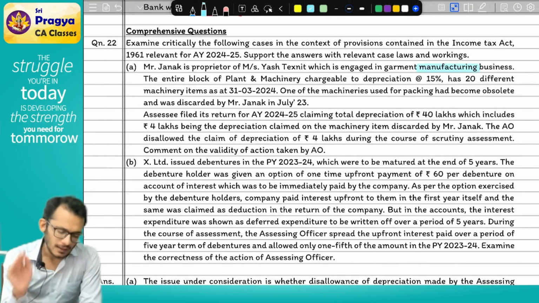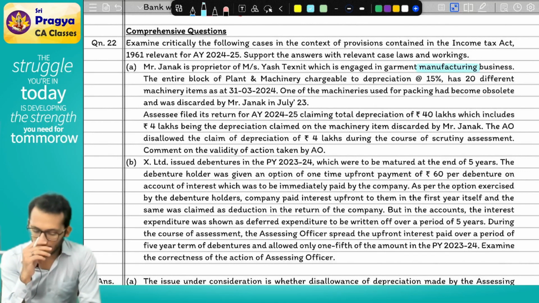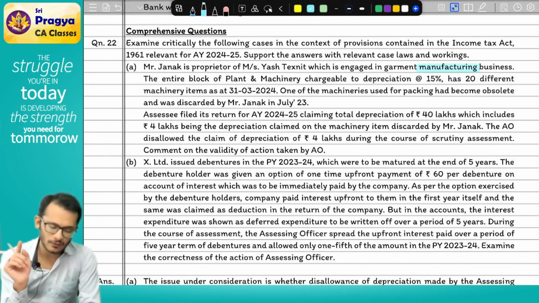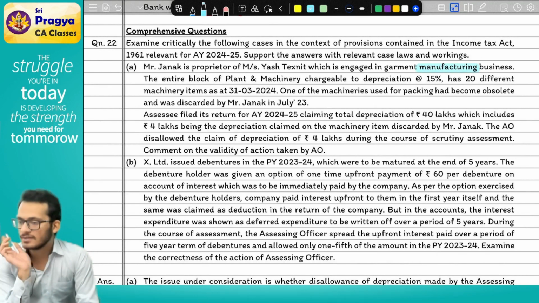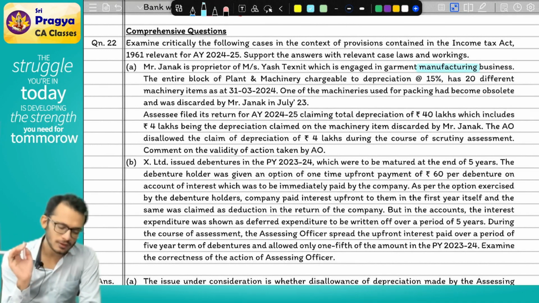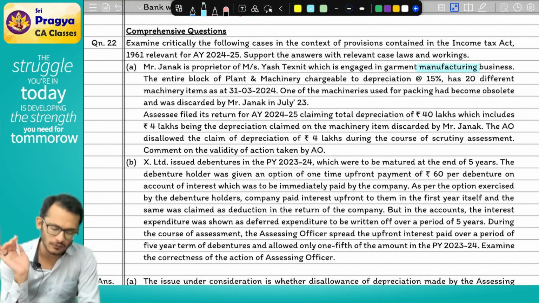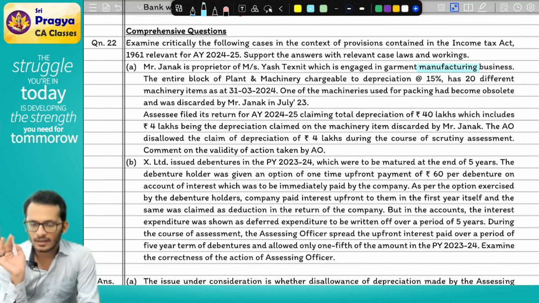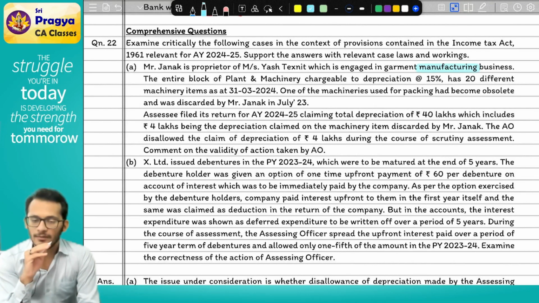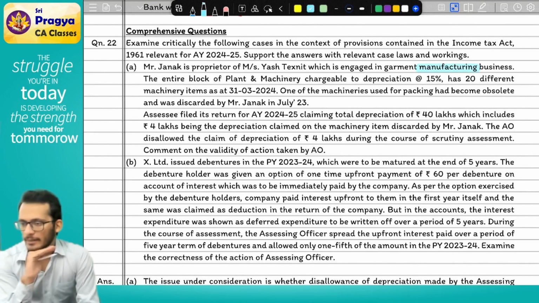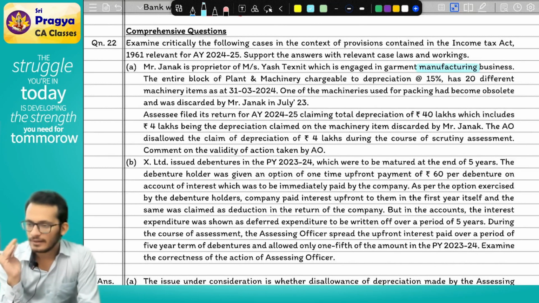Assessee filed a return for assessment year 24-25, claiming total depreciation of 40 lakhs, which includes 4 lakhs being the depreciation claimed on the machinery item, which is discarded by Janak. The AO disallowed the claim of depreciation during the course of scrutiny assessment. Comment whether assessing officer has done right. Assessing officer is coming and saying on the machinery you cannot claim depreciation because the asset is discarded.